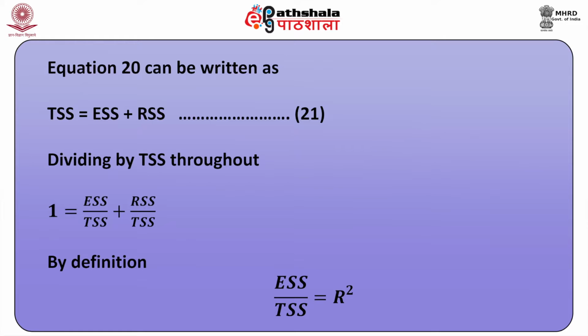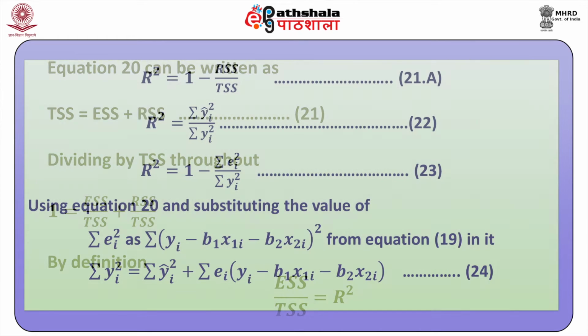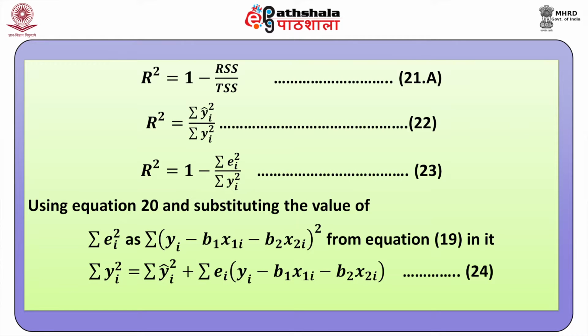Dividing by TSS throughout, 1 is equal to ESS upon TSS plus RSS upon TSS. By definition, ESS upon TSS is equal to R square. R square is equal to 1 minus RSS upon TSS, which implies R square is equal to sigma yi cap square upon sigma yi square. R square is equal to 1 minus sigma Ei square upon sigma yi square.